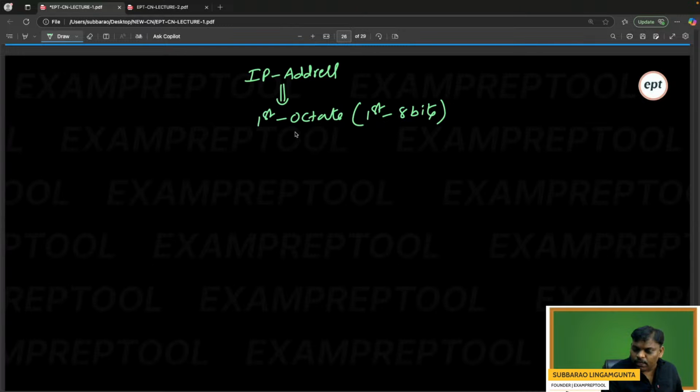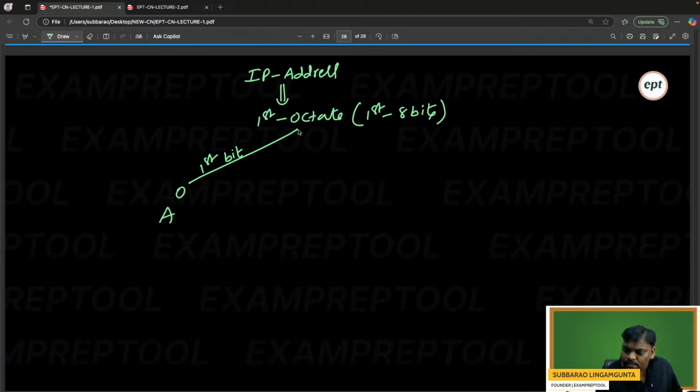First octet means the first 8 bits. You have to see only the first 8 bits. In these 8 bits, remember, look at the first bit. If the first bit is 0, it is a Class A.